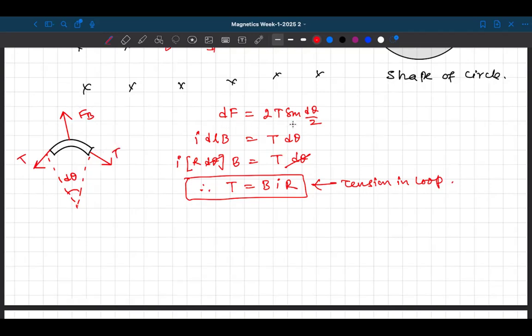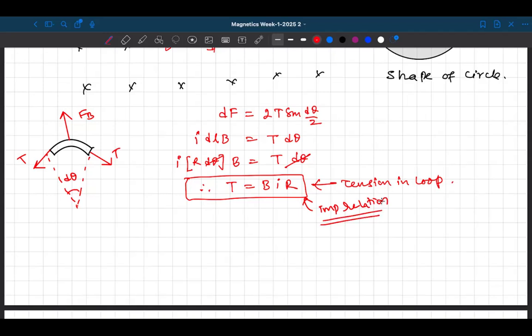You know dF is 2T sin(d theta by 2). I B dL is T d theta. So I into R d theta B is T d theta. So tension is BIR. Very important relation, because you will get formulas on this at a later stage.